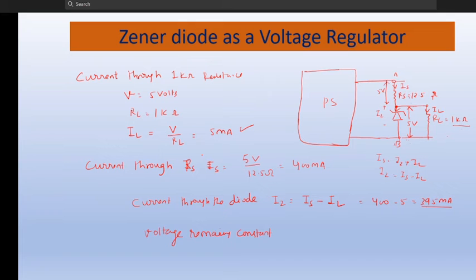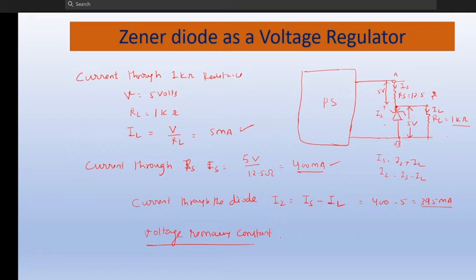So what will be the value of current IS? IS will be 5 volt divided by 12.5 ohm, so that is 400 milliamperes. So what will the current through the Zener diode be? 395 milliampere, is it not? IS minus IL. Okay, the voltage remains constant.